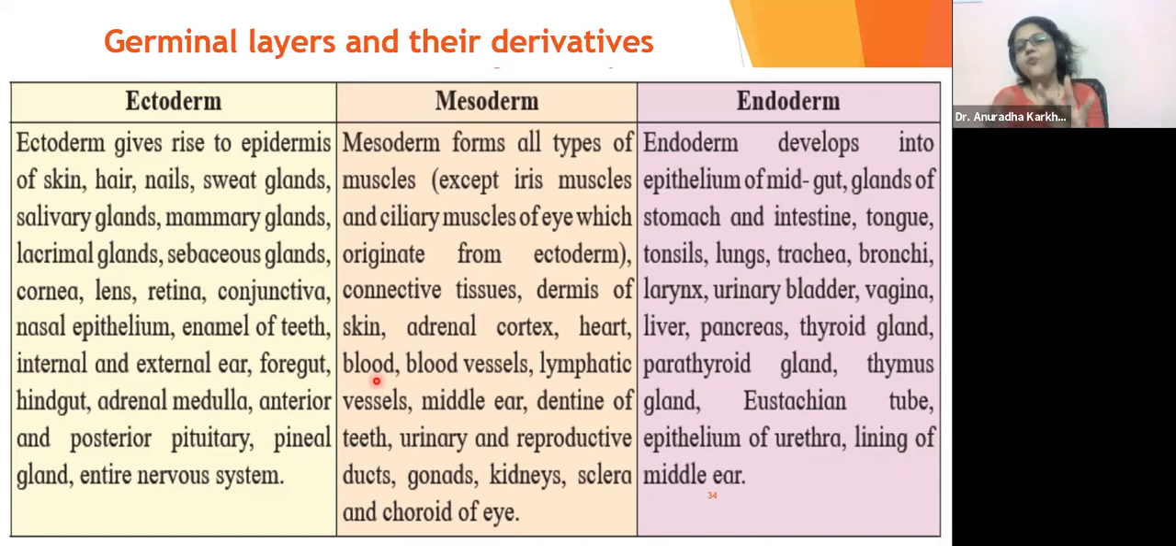Let us see what is mesodermal in origin. So see, mesoderm forms all types of muscles except muscles of the eye, that is the iris muscles and ciliary muscles of the eye, which originate from ectoderm. So iris, we saw, like the retina, cornea, conjunctiva, their muscles are going to be ectodermal, not mesodermal. Rest all muscles, all the muscles in your body, are mesodermal in origin.